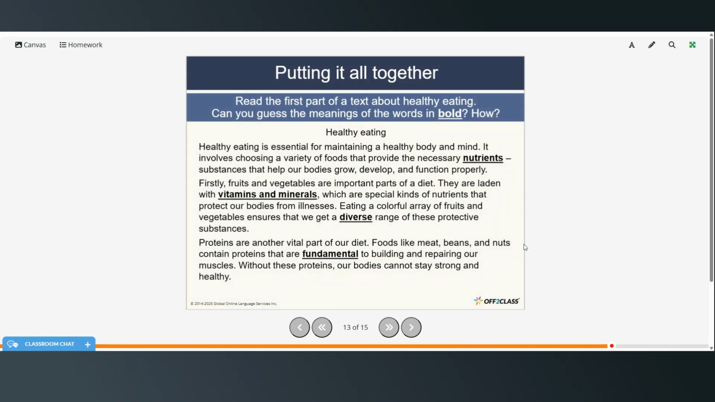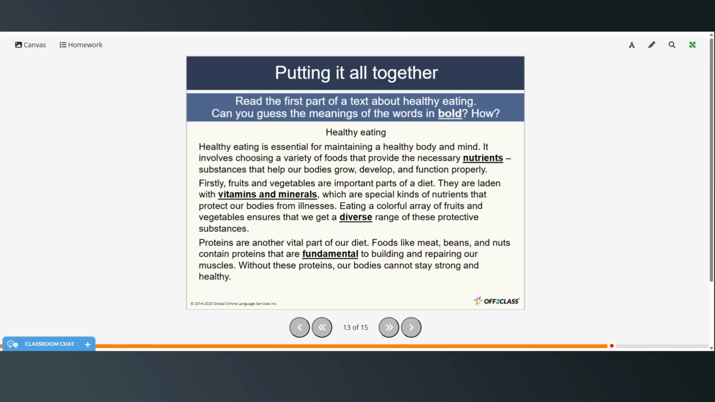All right, so putting it all together. So you're going to read the first part of the text about healthy eating and then guess the meanings of the words in bold and tell how you arrived at those meanings. So you can pause the video here and try this on your own, or you can follow along as I read and then restart the video when you're ready to hear the answers.